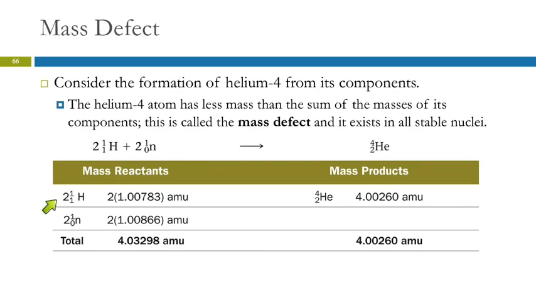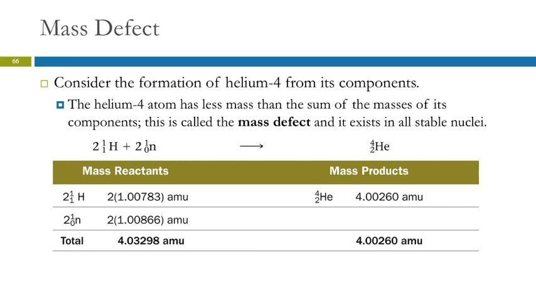So here are the masses of the proton and the neutron. We can add those up together. And here is the alpha particle, the helium-4 nucleus, and this is its mass. The mass of the actual nucleus is less than the sum of its parts. This is called the mass defect. And again, this is not just small errors in measurement. This is a real difference in mass.